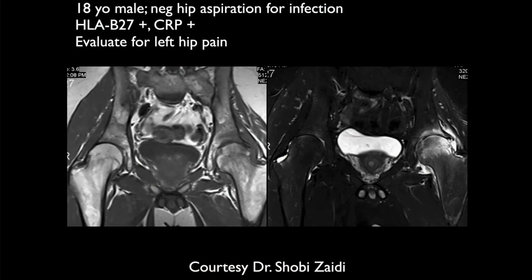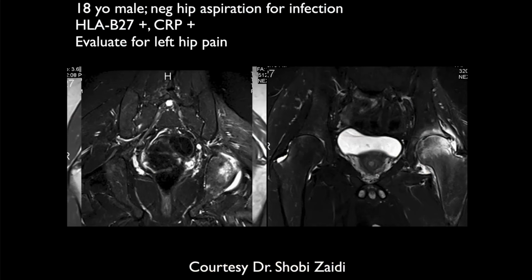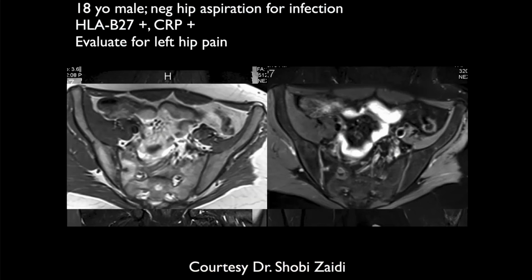All right. So we have an 18-year-old male, negative hip aspiration for infection, HLA B27 positive, CRP positive. Evaluate for left hip pain. Looking at that left hip, there's a lot of edema in the femoral head and adjacent acetabulum. A little bit of irregularity of the articular surface of the femoral head, but I don't see a definite fracture, and there's a big joint effusion with synovitis. And the SI joints? Looks like there's some erosive change on the right.